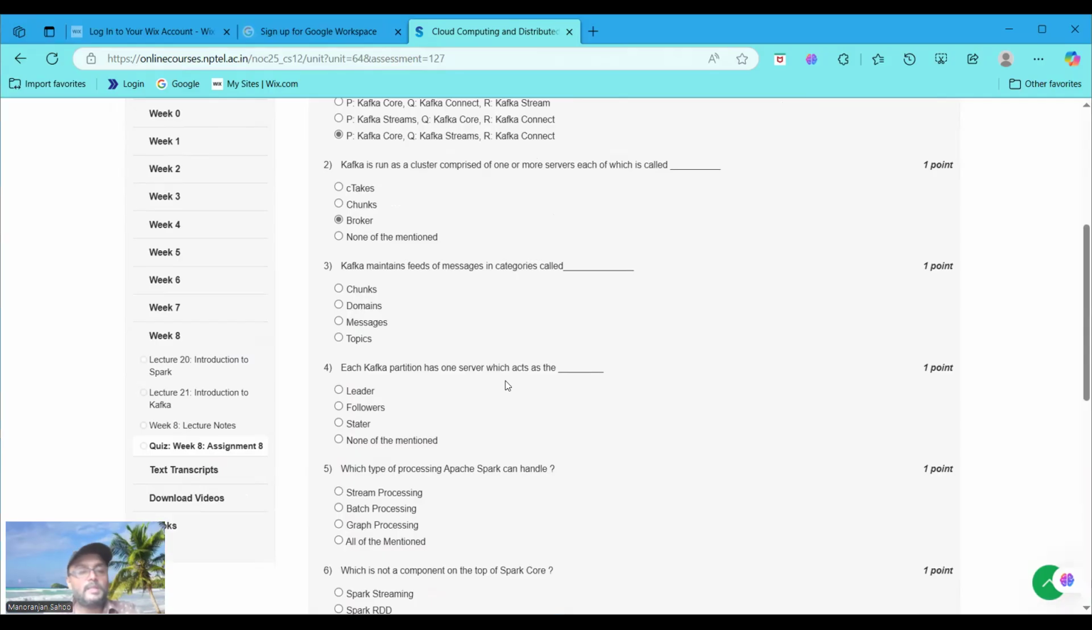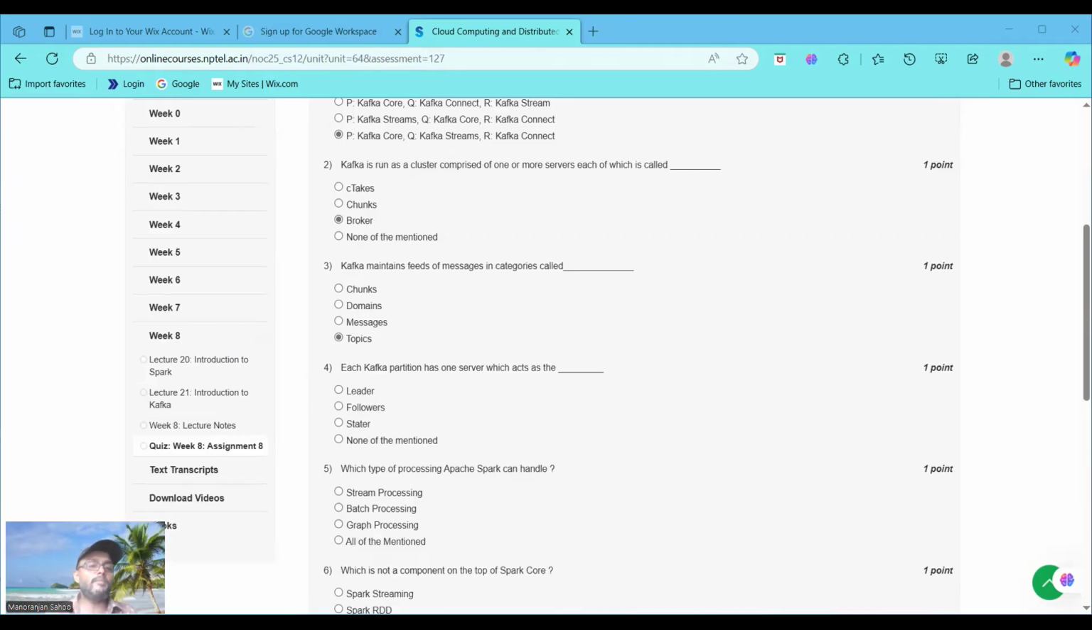Kafka maintains feeds of messages in categories called what? Kafka maintains feeds of messages in categories that are called topics. That is option D, topics. Kafka organizes messages into topics, which are categories or feeds that are produced to and published to, and consumed or subscribed from, as you can see in the lectures. The OCR likely missed the topics option, but it is a standard term.